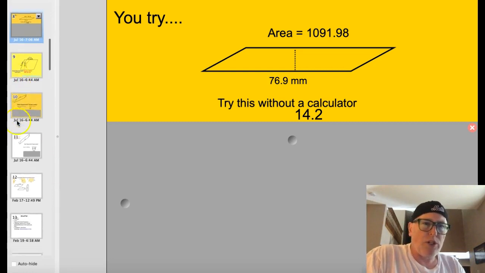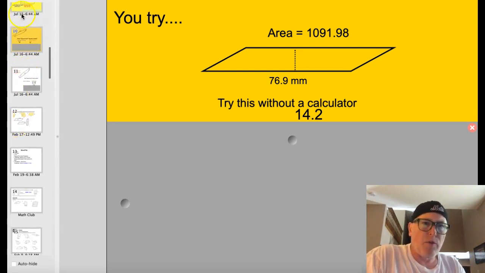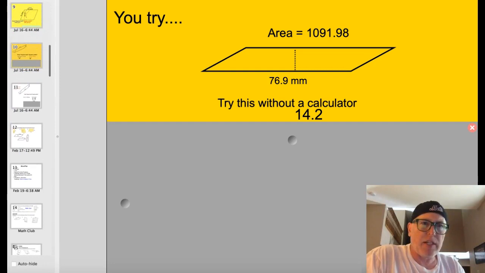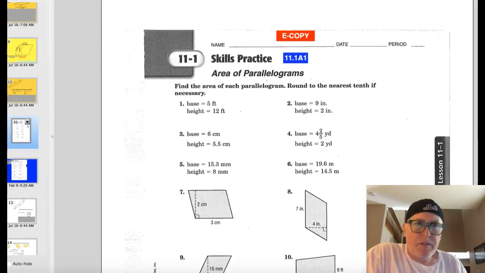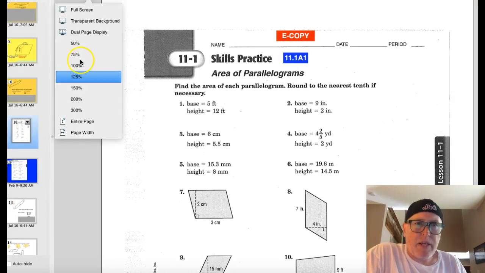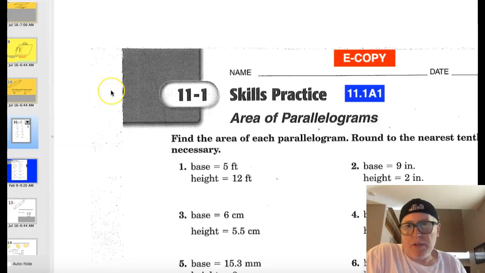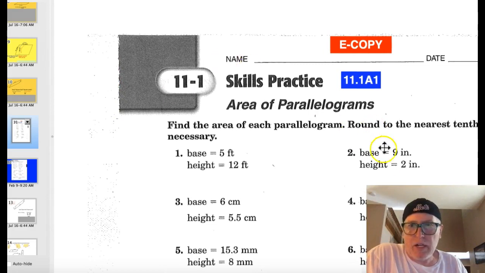You've got a worksheet of 14 problems. I've attached it as a PDF. I'd like you to put it into Notability and transfer it in. Let's see if I can find that for you. Here it is right here. I'll make it bigger because there's always somebody who, for some reason that I can't figure out, can't put something into Notability.